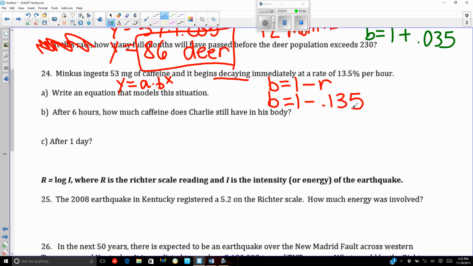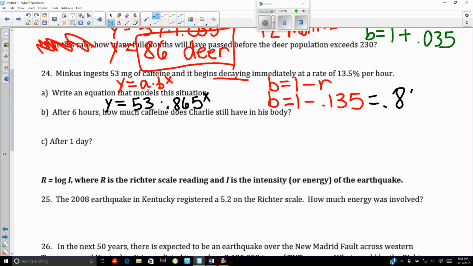So the question says write an equation that models this situation. We don't want to insert anything for Y or for X. We just want to model for this problem. So 53 is the initial amount of caffeine that's in Minkus's system. So Y equals 53 times 0.865 raised to the x power, because 1 minus 0.135 is 0.865.